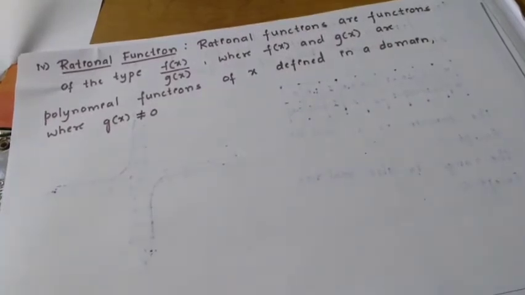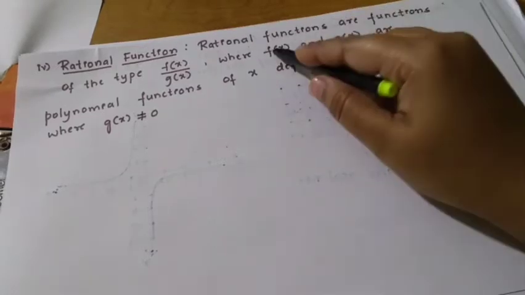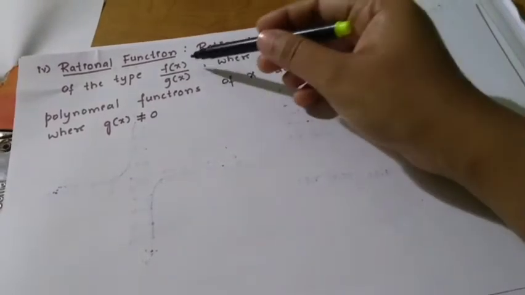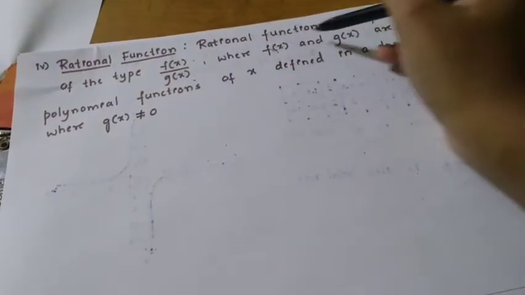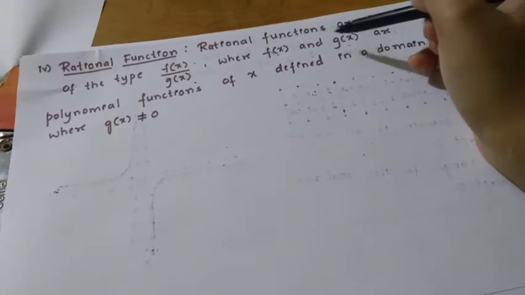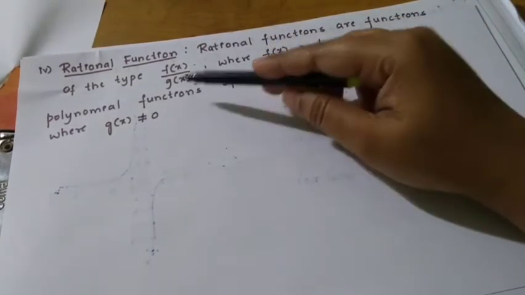You know what a rational number is. What is a rational number? The number which is in the form of p by q, where q is not equal to 0, is called a rational number. In the same way you are going to define rational function. What is a rational function? A function of the type f of x divided by g of x, where f of x and g of x are 2 functions and g of x should not be equal to 0.